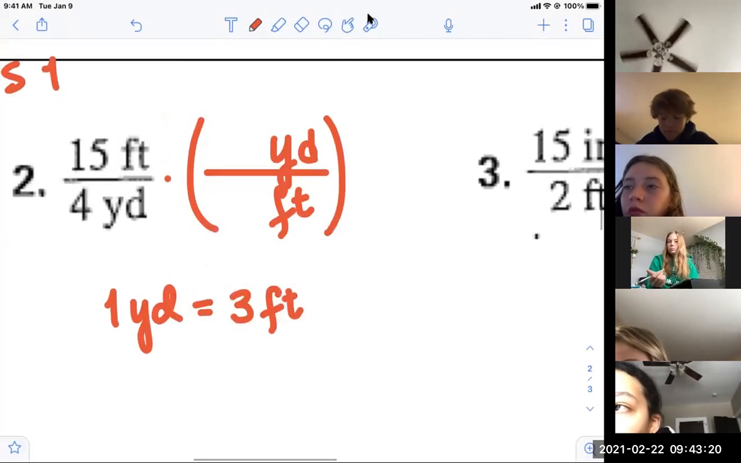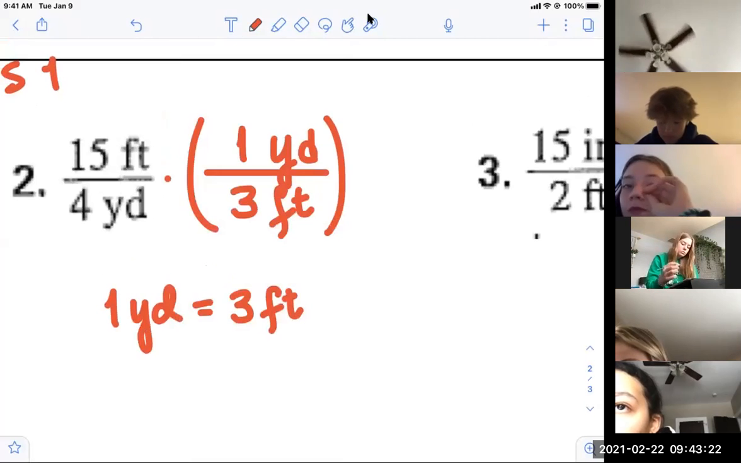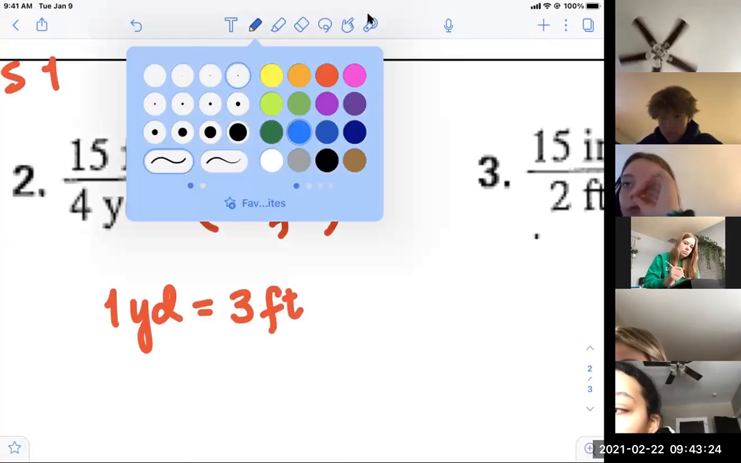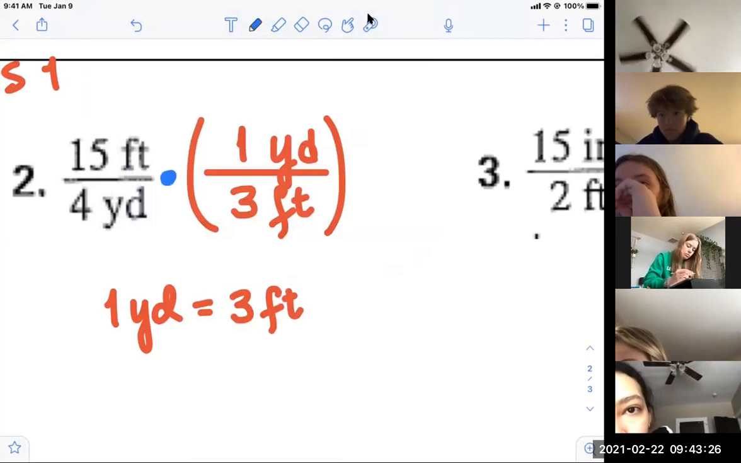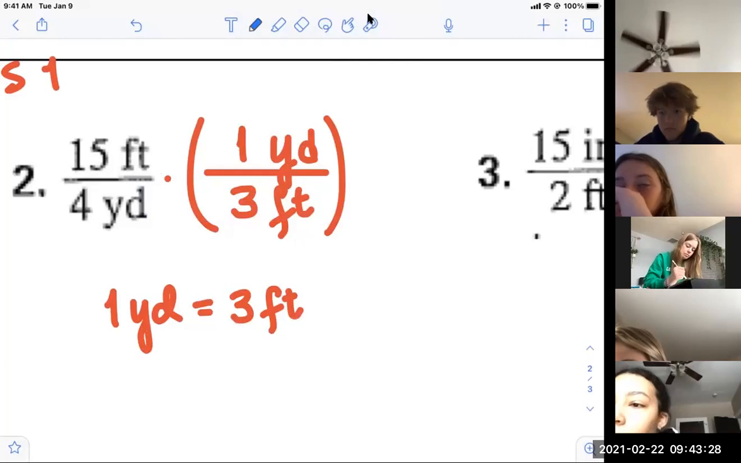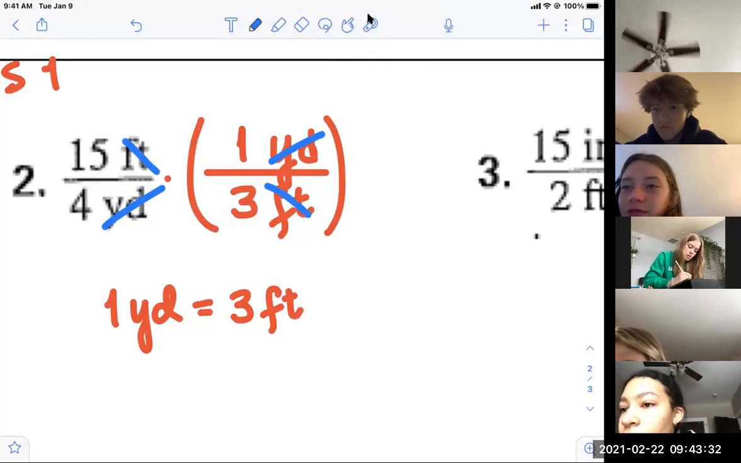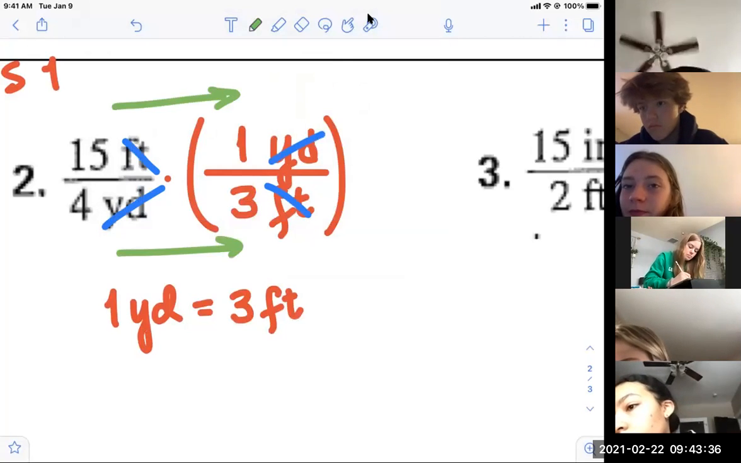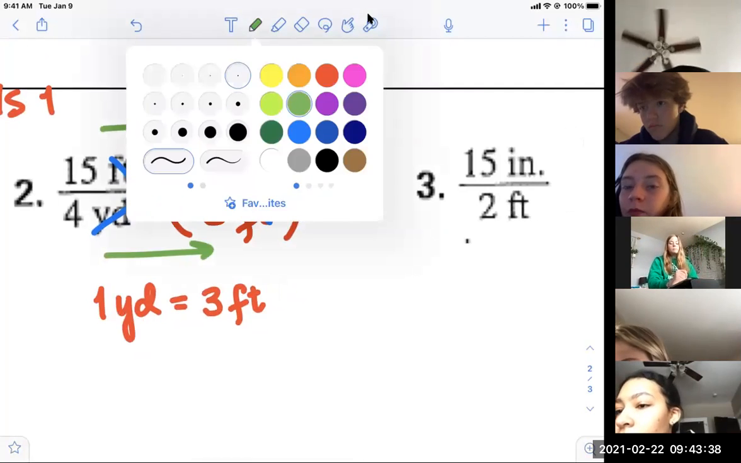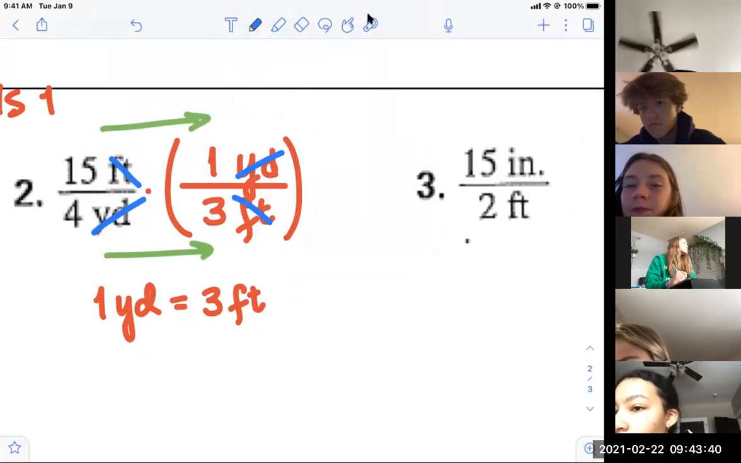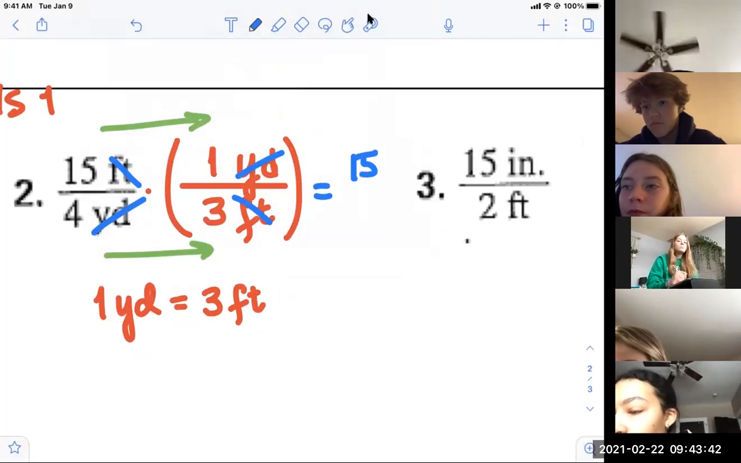So since 3 feet is equal to 1 yard, then if we set it up like that, again, we're multiplying. This is not an equal sign here, it's a multiplication. So yards will cancel, feet will cancel, and then we can multiply it straight across. Straight across the top, straight across the bottom. So on the top, we've got 15 times 1 is 15. On the bottom, we have 12. Peter, simplify that for me. What can you divide out?